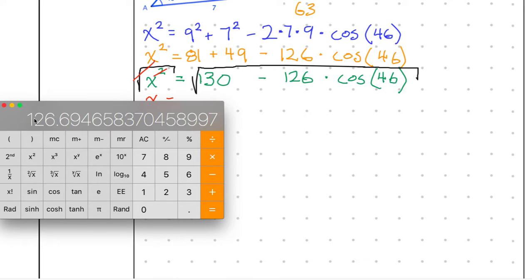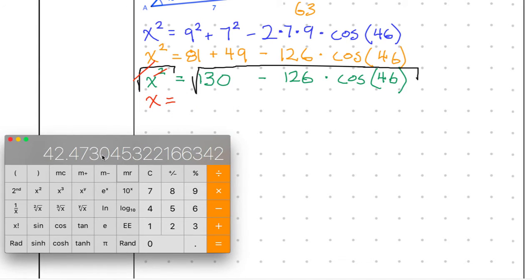I'm going to store that in the memory. So now when I hit memory recall, why is it not clearing the memory? Oh gosh, Mr. Sindel, what's going on? Cosine times 126. If I do that, it should store in the memory. There it goes. I think you have to hit memory clear when it's already 0. Okay, so I have this number. So now I'm going to say 130 minus memory recall equals, and you should get 42.473. Is everyone at 42.473? You got a negative 42? You probably did that number minus 130 instead of 130 minus that number. I can come back and help you later if you want.